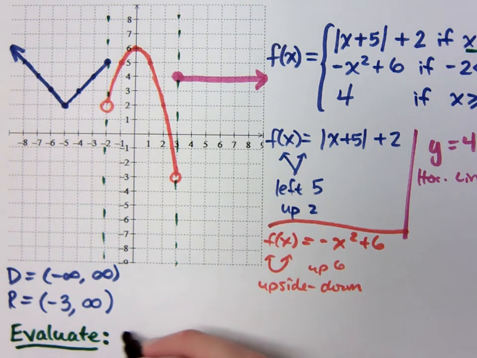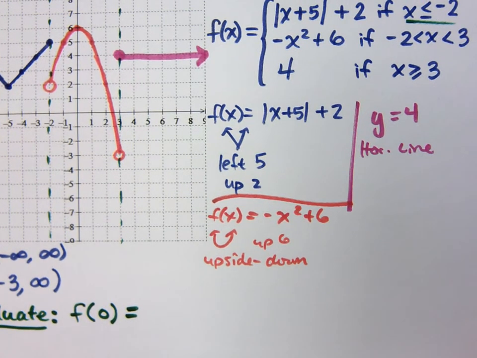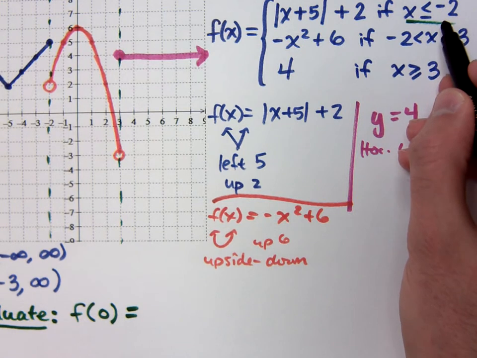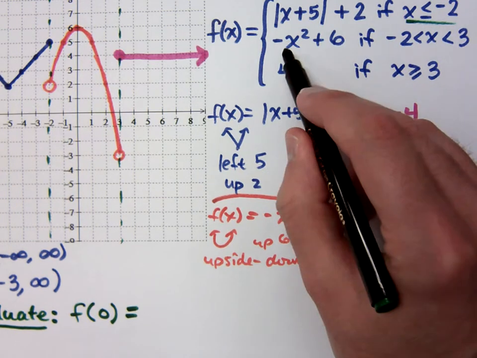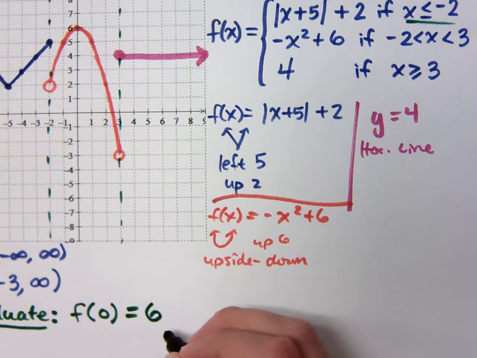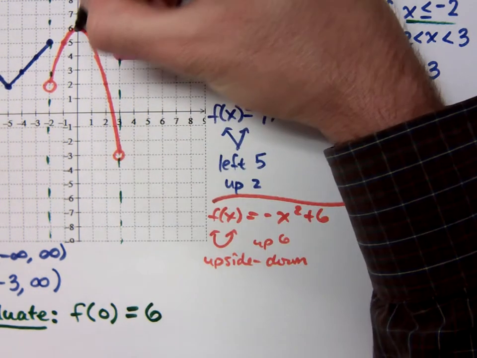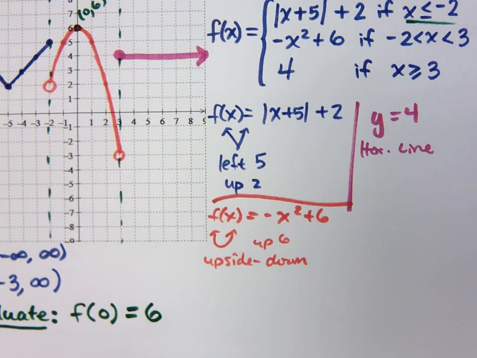Now, if I ask you to evaluate f of 0, I've got 3 pieces here. Who takes 0? Is 0 less than or equal to negative 2? Is 0 between negative 2 and 3? Then it goes there. Plug in 0, what do you get? 6. Notice how in the graph, you actually have this point right here: 0, 6.